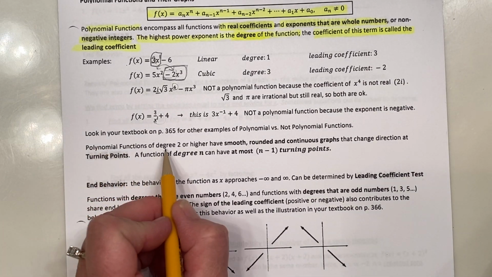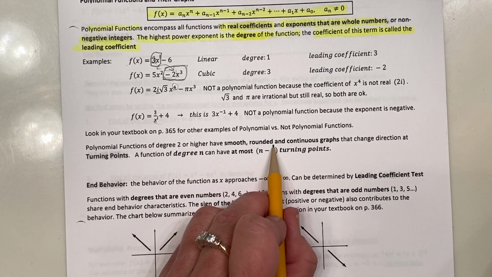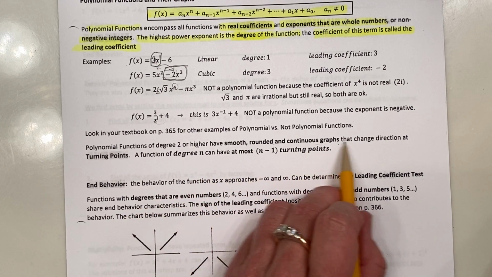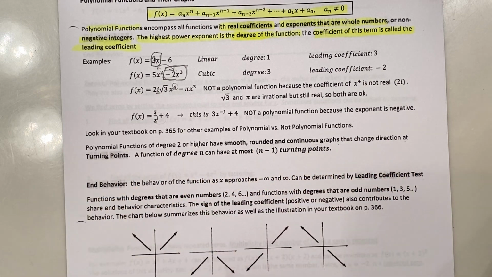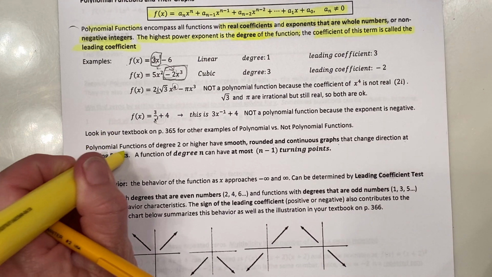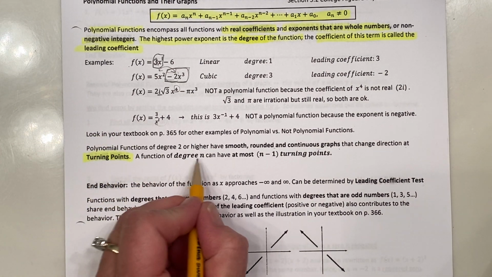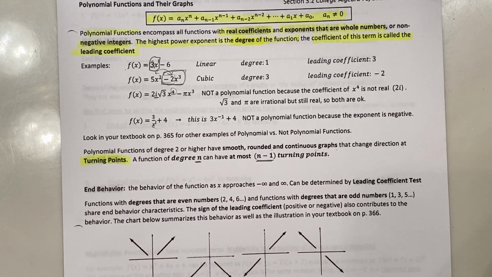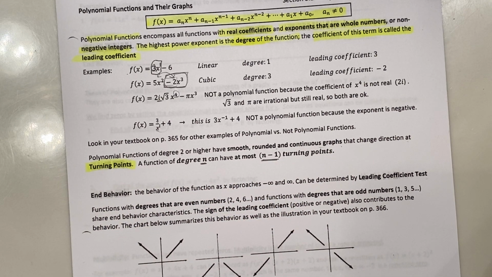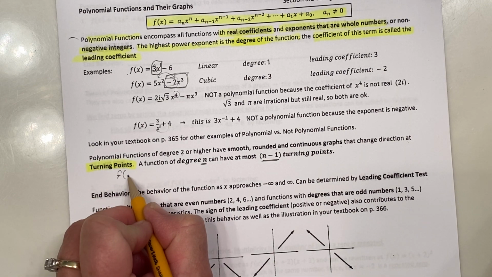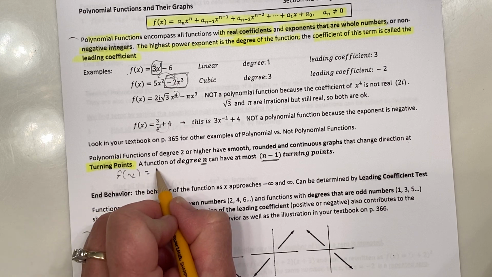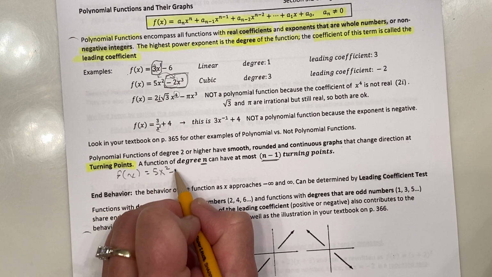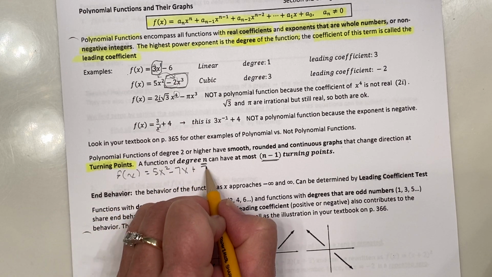All right, polynomial functions of degree 2 or higher have smooth, rounded, and continuous graphs. We saw that. They change direction at what we call turning points. So it says a function of degree n can have at most n minus 1 turning points. I think a perfect example of that would be the quadratic equations we studied in the previous section. For example, if I had this quadratic equation, I'm just making this up right here.